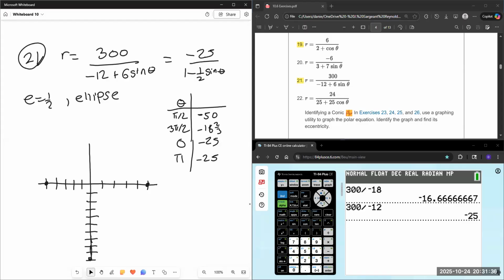And let's see, 1, 2, 3, and this number divided by 5 is negative 3 1/3. So 2, 3 1/3 is right there.